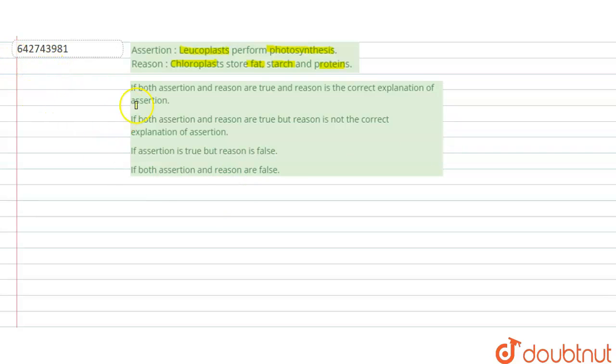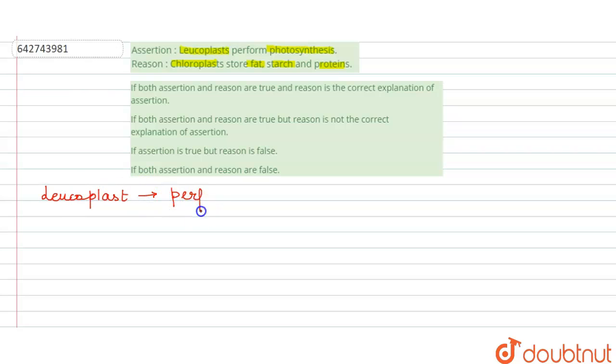So basically they are asking whether both the statements are true or not, and if both are true, then whether the reason statement correctly explains the assertion statement or not. So the first statement says that the leucoplasts, they perform photosynthesis.